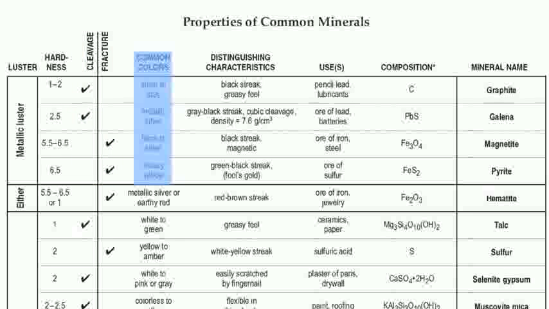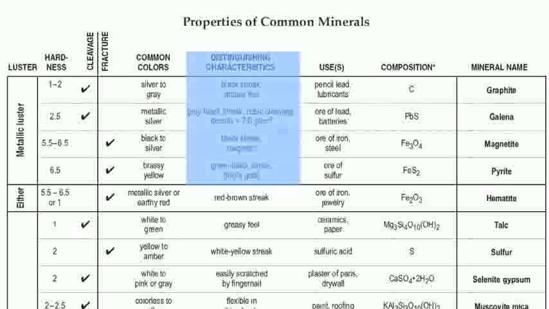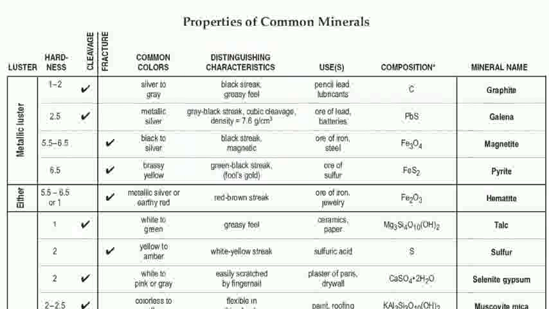Variety of colors for each one of our minerals. Very important distinguishing characteristics. A lot of times you're going to get these special properties for each individual mineral that you're going to need to know. The common uses. Next over is going to be the composition, and you see some are single elements, most of them are going to be compounds. And then finally the mineral name as well. So that's your metallic luster minerals.